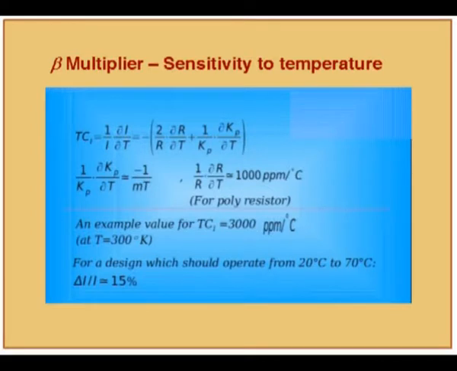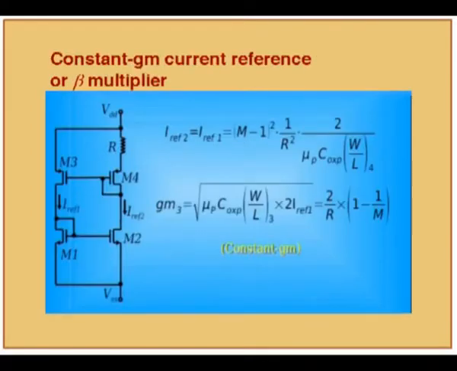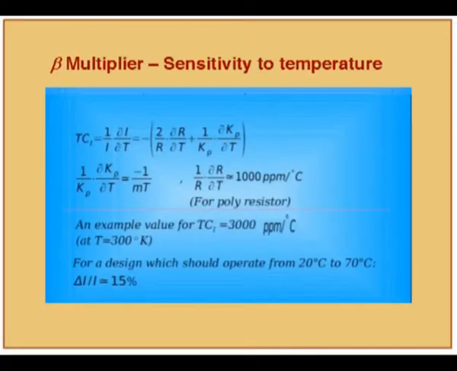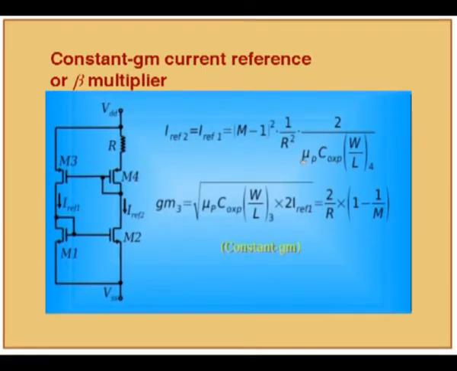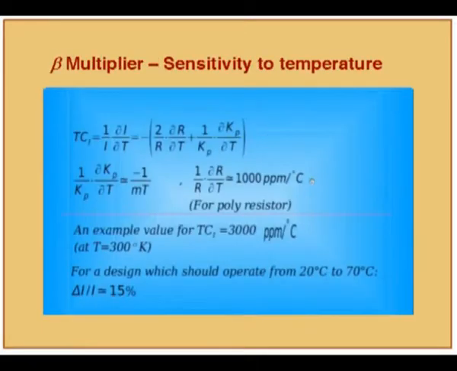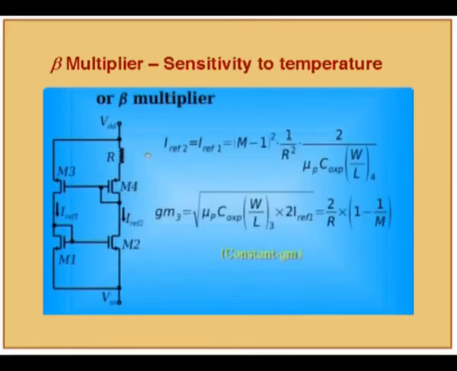So now look at this beta multiplier or constant GM current source. This is the expression for IREF, and then we can get the value of temperature coefficient. So two parameters are changing with temperature. One is the value of the resistor and one is Kp. Kp is the same as mu Pcox. Instead of mu Pcox, I have called it Kp, which is what it is usually called in the literature. So if you take the derivative and divide by I, you will get this relation. So it's just a mathematical analysis, nothing specific.